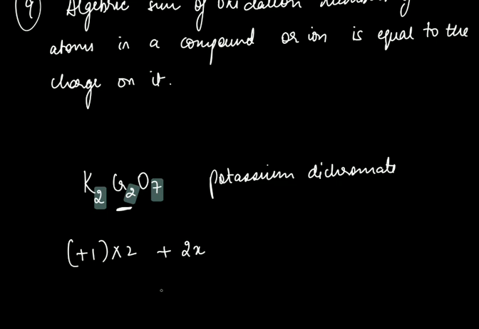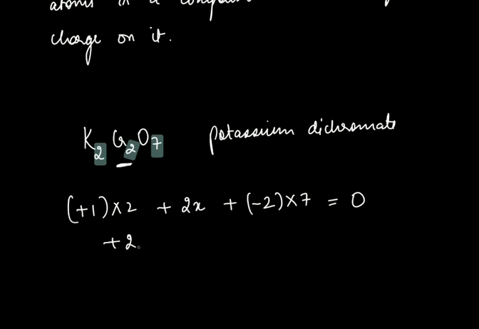So this will be 2x. I'm supposing this chromium as X, 2x, because there are two chromium atoms, plus oxygen is the normal oxidation, generally -2, into 7. Now this entire equation will be equal to 0. So plus 2 plus 2x minus 14. At some point of time, when you become more mature in redox reactions, you have to do this entire thing in your brain, that what should be the oxidation state of the central atom. So this is going to be 2x minus 12 is equal to 0.